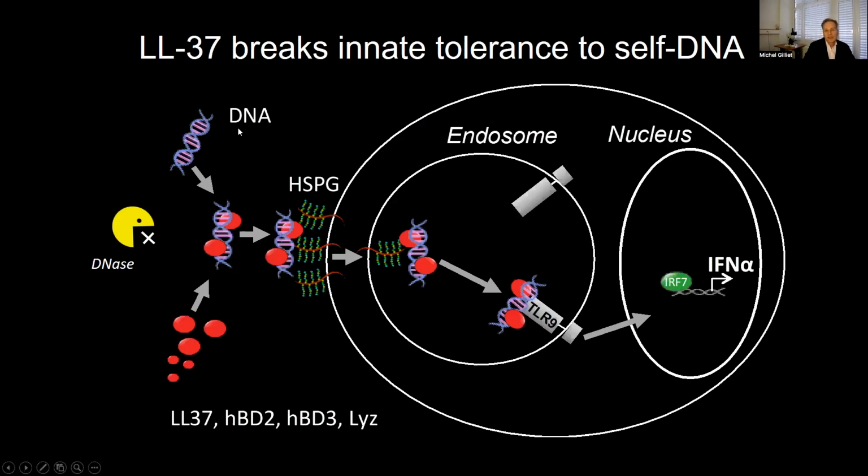So this again is a schematic of the mechanism. We have self-DNA fragments that are released by dying cells, for example. These can complex with antimicrobial peptides, such as LL37, others can also do it. These complexes are slightly positively charged. They associate with proteoglycans on the surface of the PDCs and enter the endosomal compartment where they trigger toll-like receptor 9, giving rise to high levels of interferon alpha and beta production.